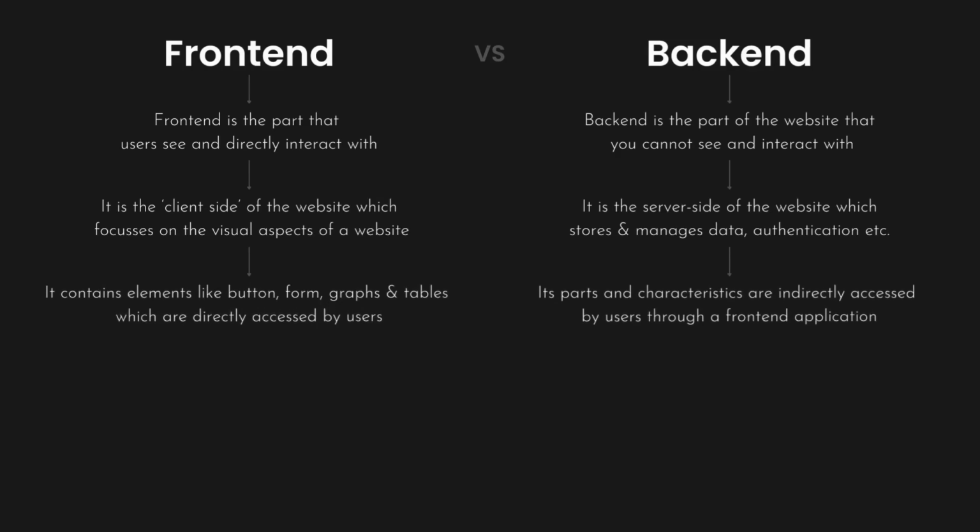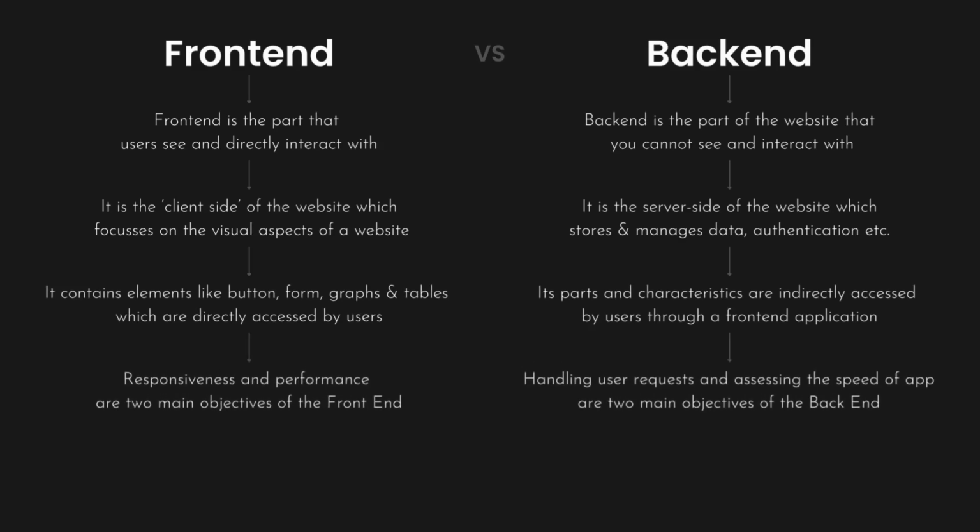Frontend contains interactive elements like tables, buttons, and forms and other things, and backend doesn't contain all those. It is indirectly accessed by the user. The main objectives of a front-end developer are responsiveness and performance. Whereas in the backend, the main objectives are handling the user data and storing it somewhere, and assessing the speed of the app. So backend just takes the data from the user or from the front end and stores it in the database or other things. Some computational work is also done on the server side or the backend.